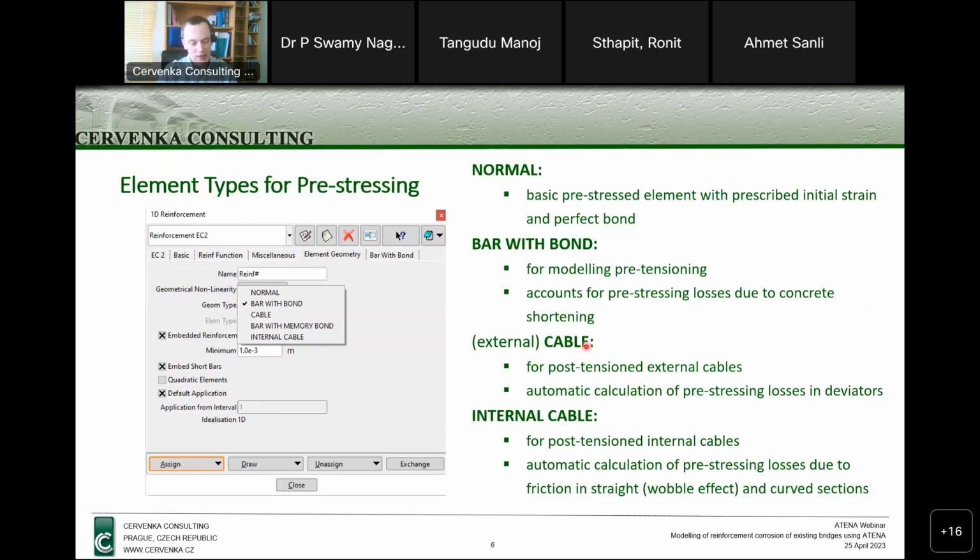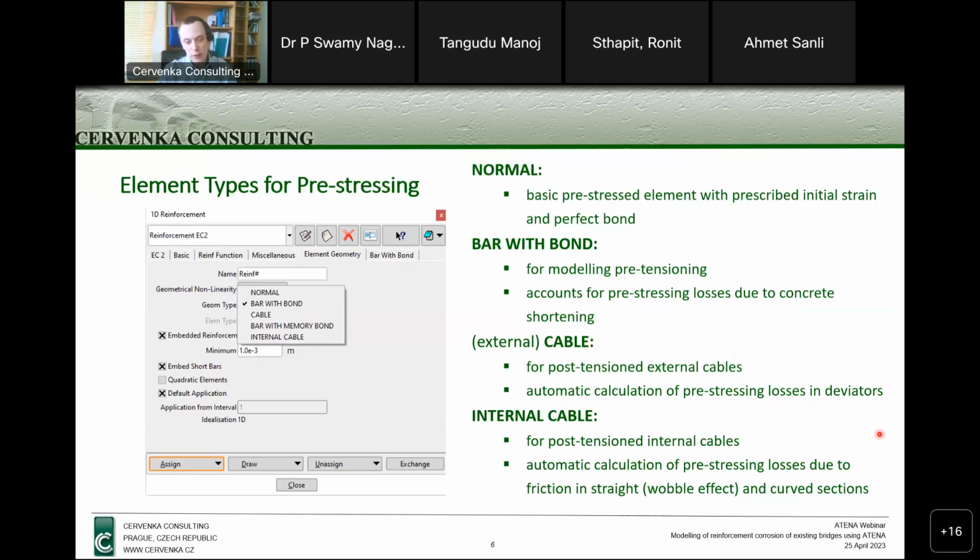The cable is connected with the concrete at some discrete points called deviators, and it can even account for the prestressing losses that occur in the deviators. The other cable is the internal cable, which is placed in some duct, and in this duct it can account for the prestressing losses due to the friction between the cable and the duct.